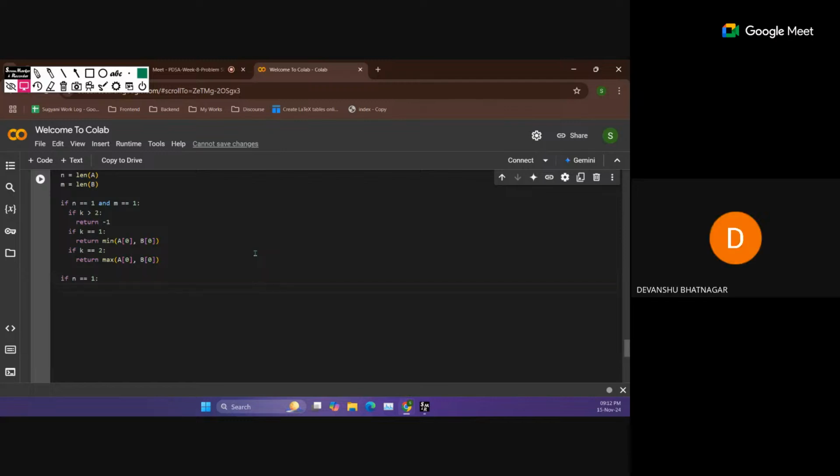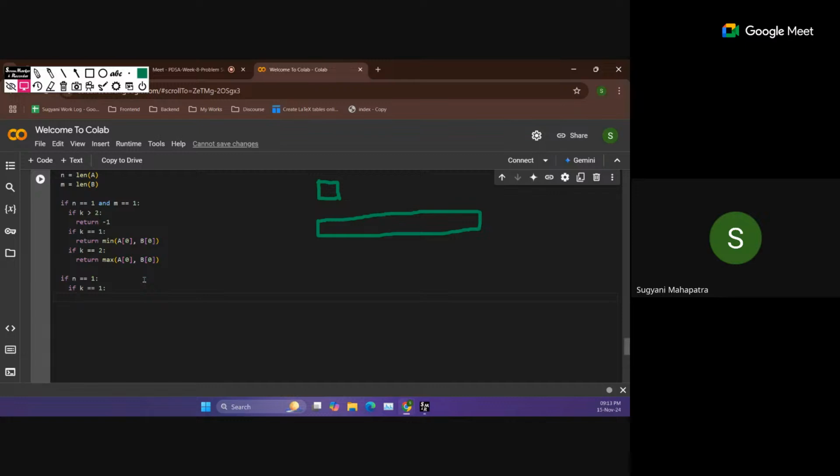M is of any length. M is not 0. M is some value. It is something similar to this. The A list has length 1, or m can be anything. Then what do we do? If k is equal to 1, then what will happen? We just merge A into B and return the required element. That is fine, but this is the base case.